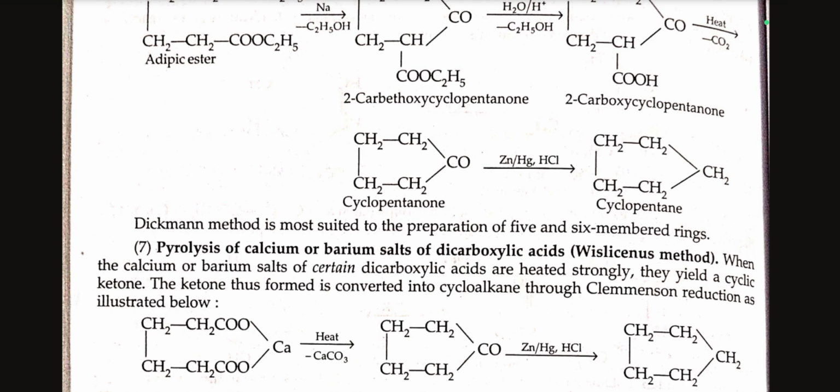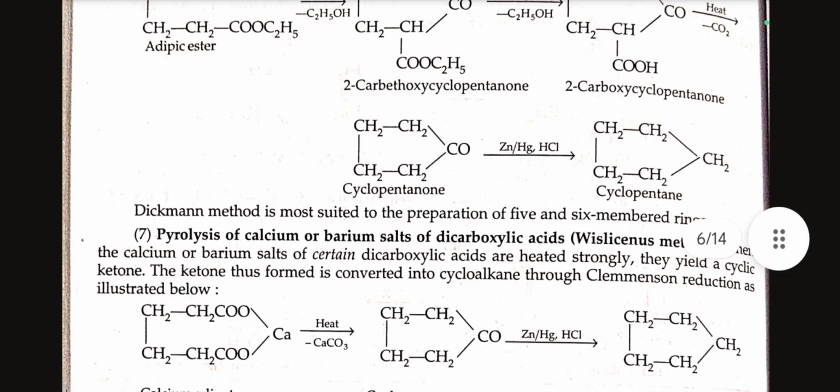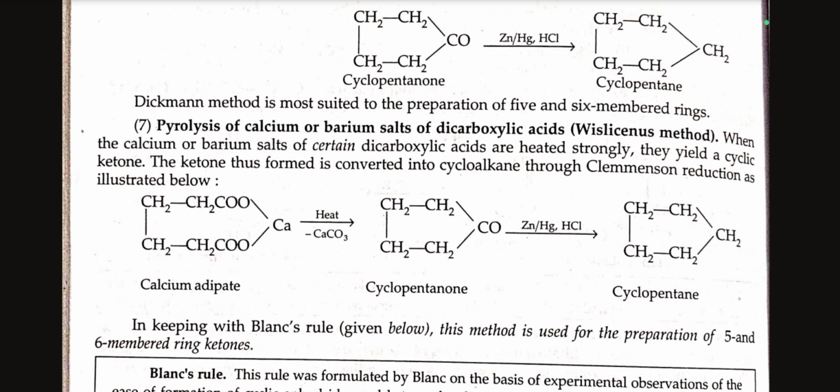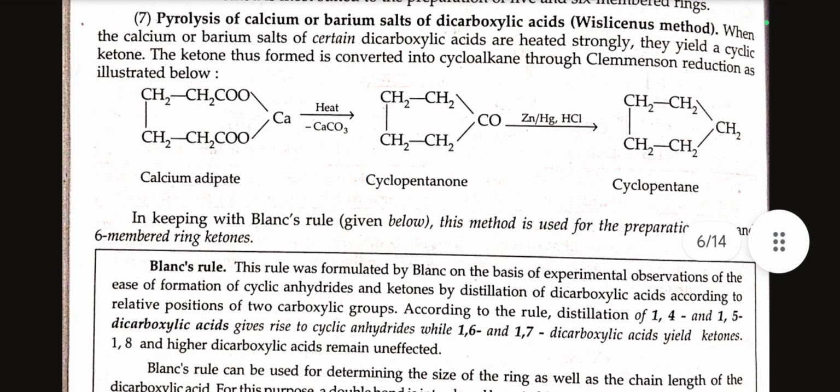Pyrolysis of calcium or barium salt of dicarboxylic acids. When the calcium or barium salts of certain dicarboxylic acids are heated strongly, they yield a cyclic ketone. The ketone thus formed is converted into cycloalkane through Clemmensen reduction as illustrated below. Calcium adipate in the presence of heat gives a cyclopentanone, and in the presence of zinc amalgam and HCl it gives a cyclopentane. In keeping with Blanc's rule, this method is used for the preparation of 5 and 6 member rings.